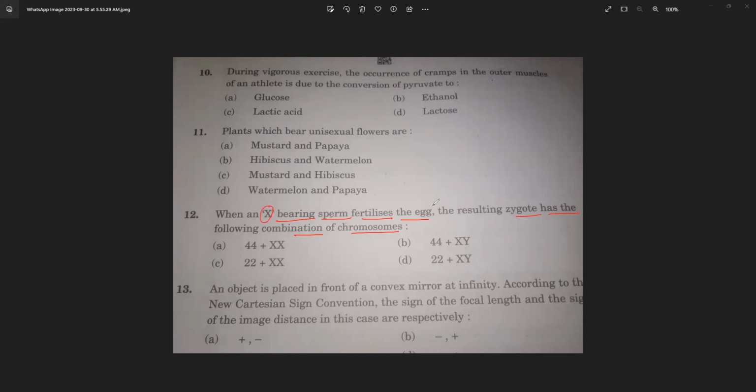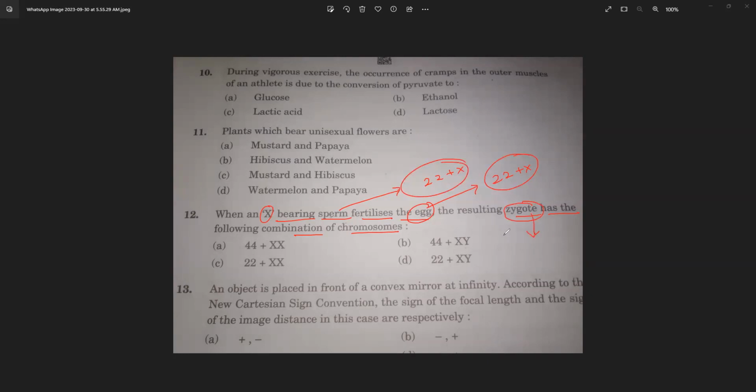Anybody tell me? The sperm containing what, X or Y? The sperm contains X. X means 22 plus X. Am I right, Hari? And the egg is containing what? The egg has only one alternative, so 22 plus X only. So both will fertilize. In the zygote, they are asking what it contains.